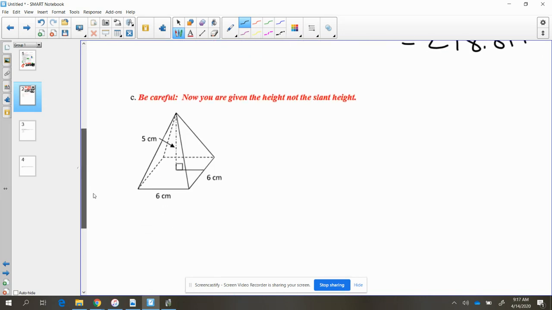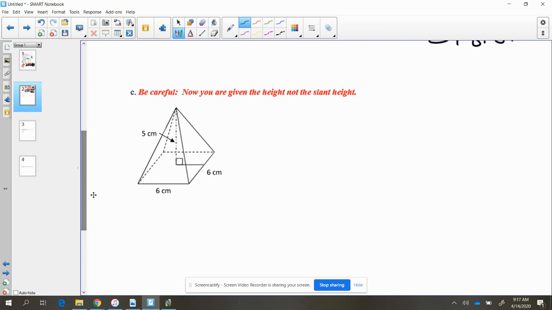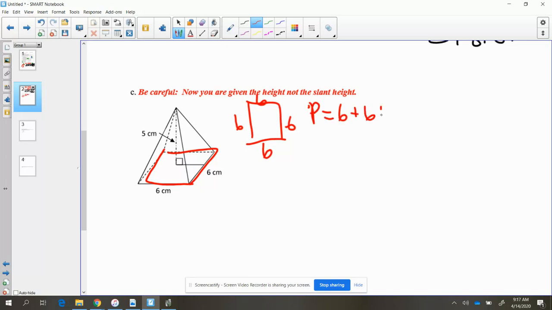Now, the next piece of this looks really similar to examples A and example B. Okay, you're probably thinking, okay, this is another square pyramid base. That's good to know. The perimeter of this base then is going to be found by adding up all four sides. So 6 plus 6 plus 6 plus 6 is a total of 24.